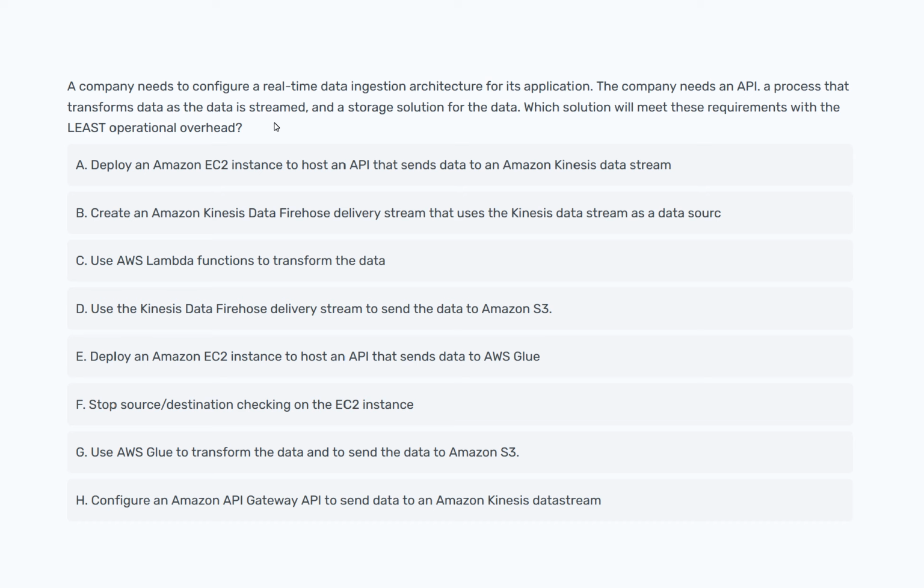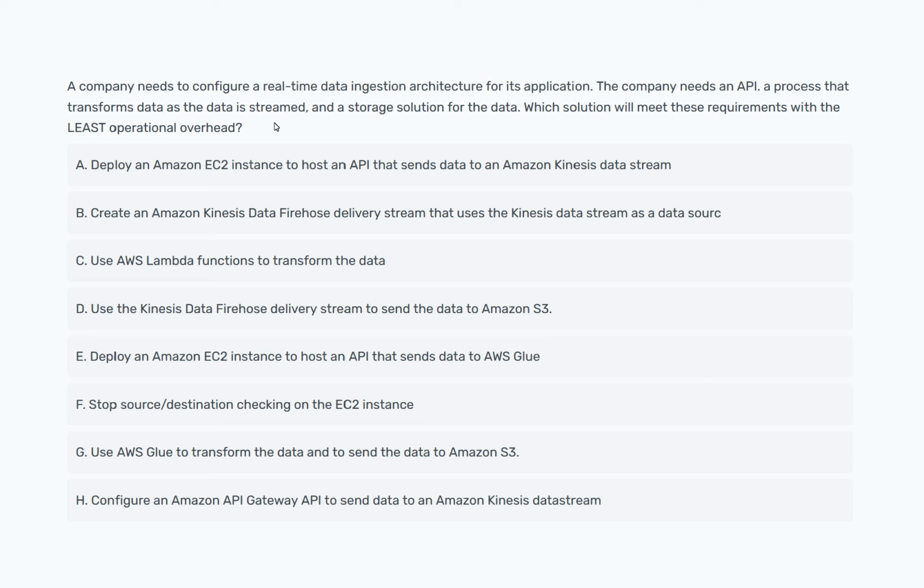Deploy an Amazon EC2 instance to host an API that sends data to a Kinesis data stream, right? And then create an Amazon Kinesis Data Firehose delivery stream that uses the Kinesis data stream as a data source. Use an AWS Lambda function to transform the data, right?